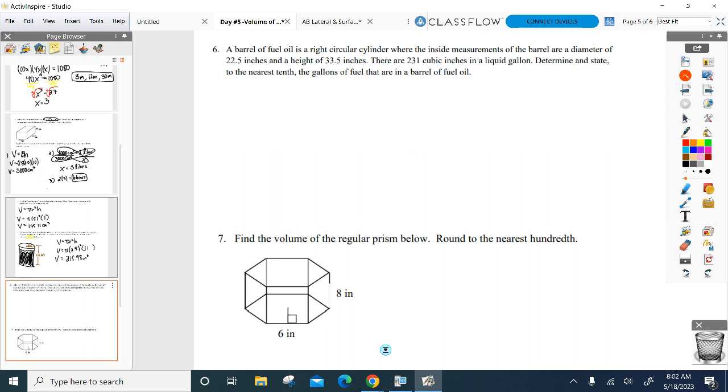Oh, barrel full of oil is a right circular cylinder. Now, if we ever see this on the homework assignments, that just means it's standing straight up. It's not a leaning cylinder. It's just the ones we're used to, the ones standing straight up here.